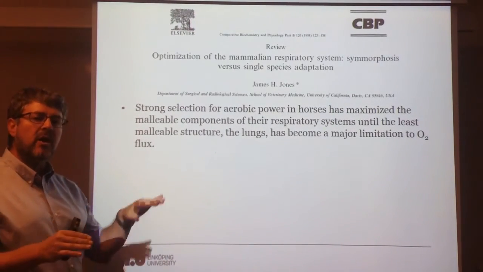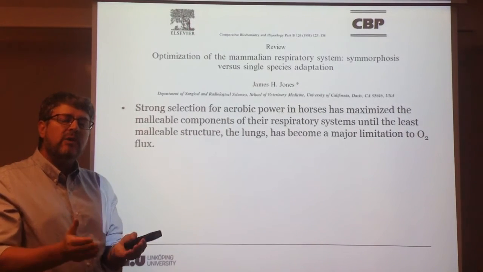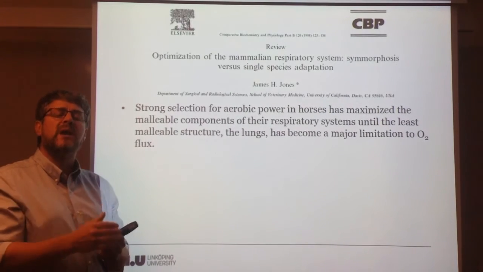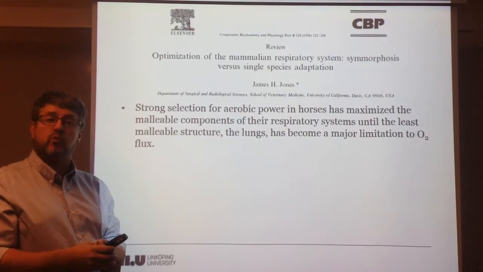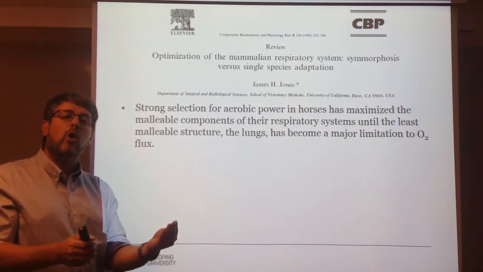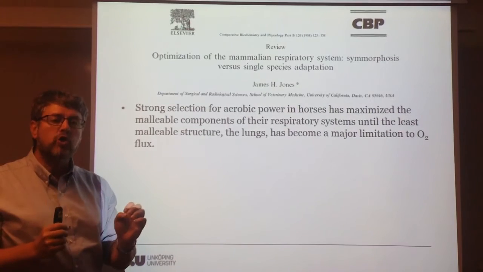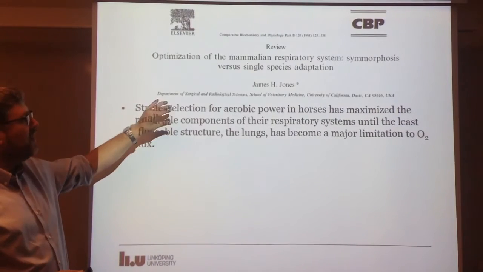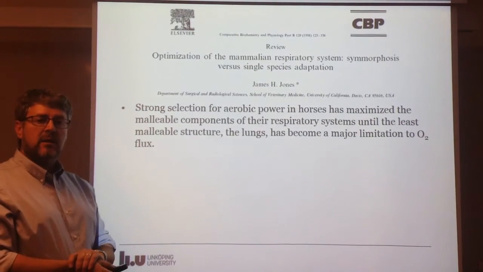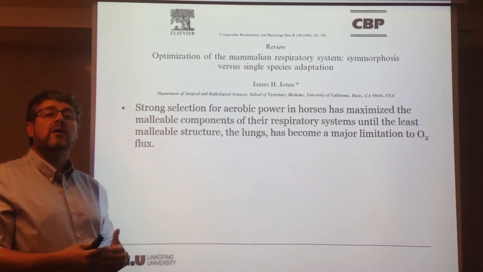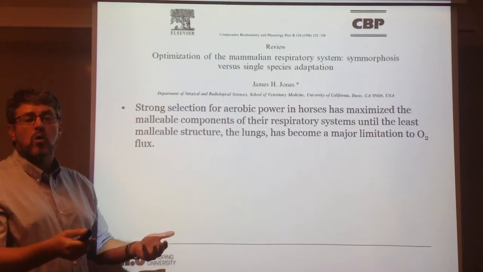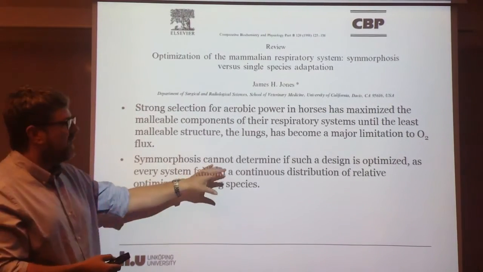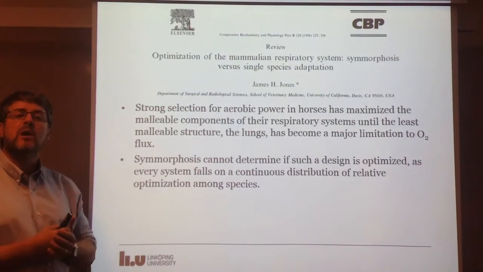So what happens here, presumably, is that during the artificial selection of horses, there has been a dramatic improvement in the capability of the cardiovascular system to transport oxygen. There has been an improvement also in the diffusing capacity in the lung, but not in the total capability of the lung to transport oxygen. Therefore, now it's the lung that has become limiting, preventing improvements in the oxygen transport capacity. Obviously, Symmorphosis cannot determine the optimization in this design when we are looking at one single species.